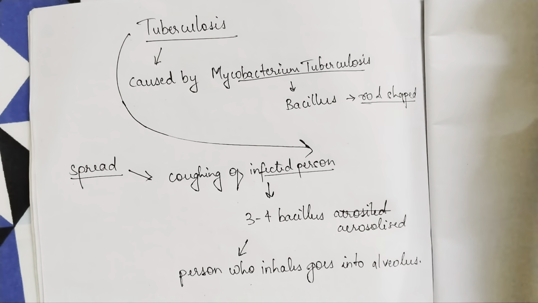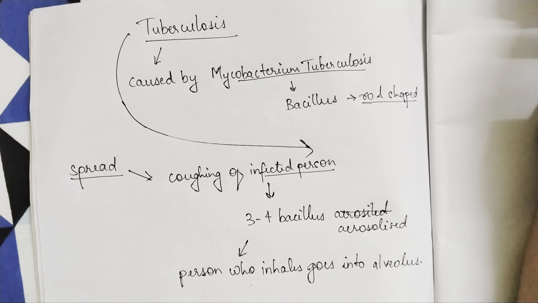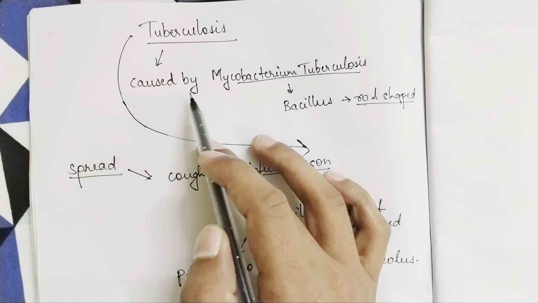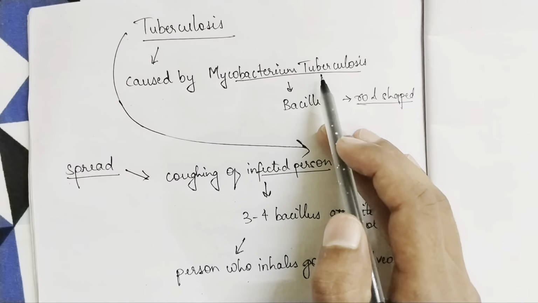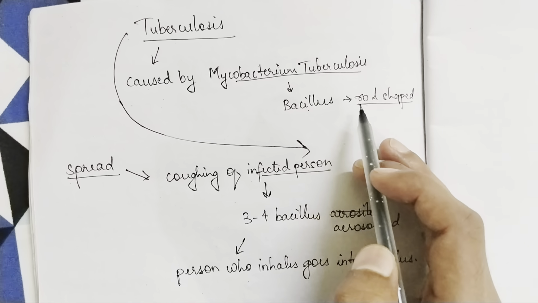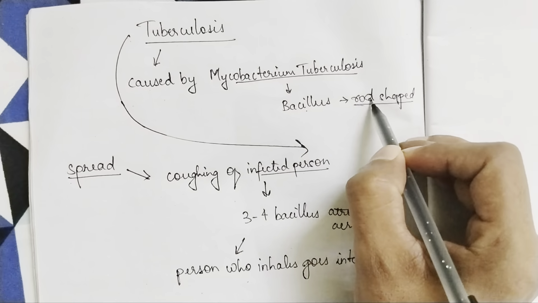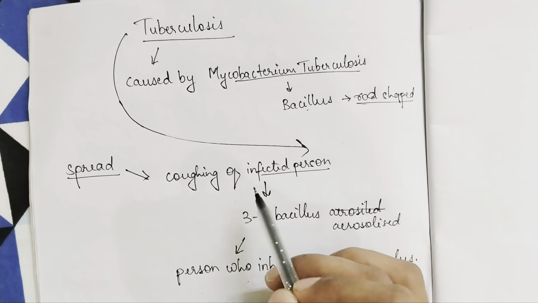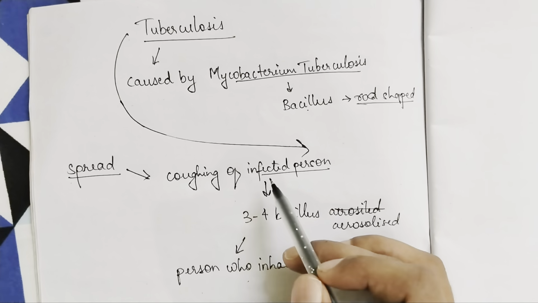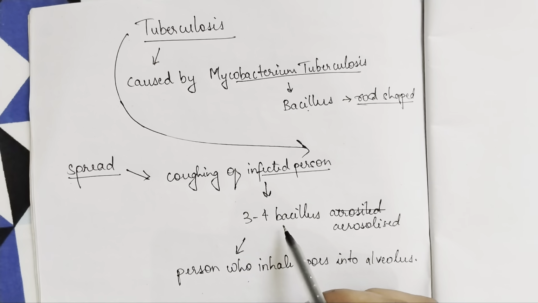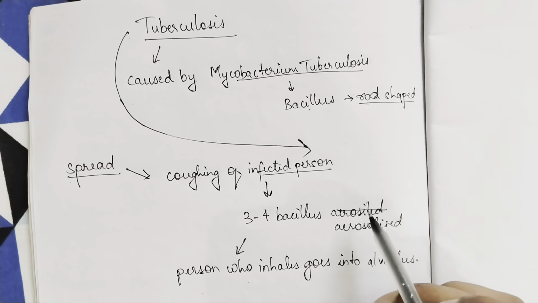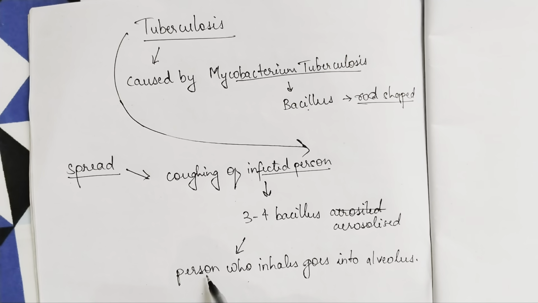Hello. So in this video we're gonna talk about tuberculosis. So how it is spread, how it is caused. Tuberculosis is caused by Mycobacterium tuberculosis, which is a bacillus, meaning it is a rod-shaped bacteria. And how is it spread? It is spread through coughing of an infected person. When an infected person coughs, 3 to 4 bacilli get aerosolized, meaning dispersed into the air.